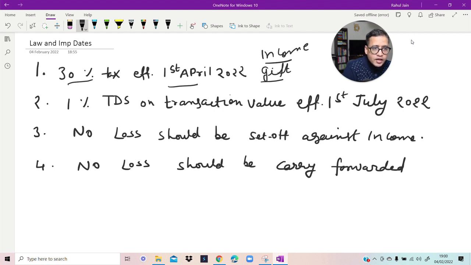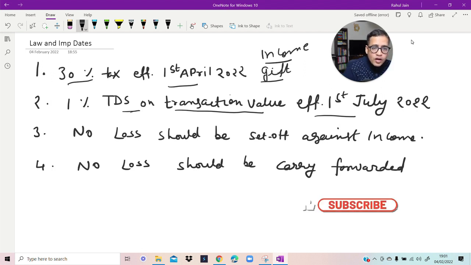Secondly, 1% TDS on transaction value. That is very important here. If I am doing a transaction for buying Bitcoin or selling Ethereum for that matter, 1% TDS will be deducted on the transaction value. It's not on the income or profit, it's on the value. And I'll show you in examples how that works. This is effective from 1st of July 2022. I think that gives some time for the exchanges to get the calculation logic embedded into their systems.